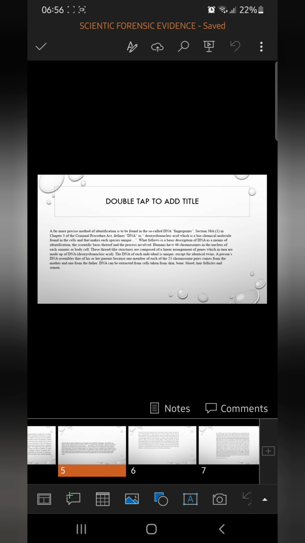We have DNA evidence. A far more precise method of identification is to be found in the so-called DNA fingerprint. Section 36A(1) in Chapter 3 of the Criminal Procedure Act defines DNA as deoxyribonucleic acid, which is a biochemical molecule found in the cells that makes each species unique. What follows is a basic description of DNA as a means of identification, the scientific basis thereof, and the process involved.